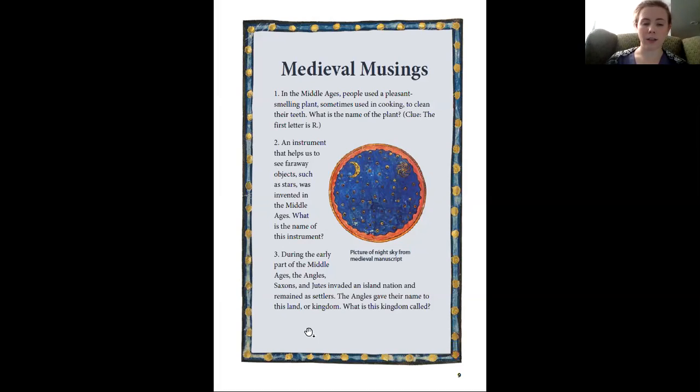And then the last question says, during the early part of the Middle Ages, the Angles, the Saxons, and the Jutes invaded an island nation and remained as settlers. The Angles gave their name to this land or kingdom. What is this kingdom called? If you can find that out by looking at a map and researching some more, make sure to let me know, and I will give you a shout out in our next video for finding those answers.